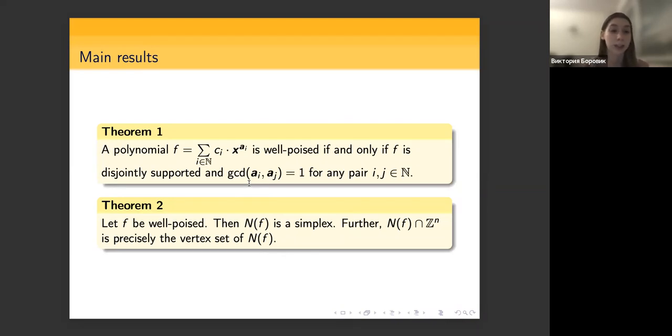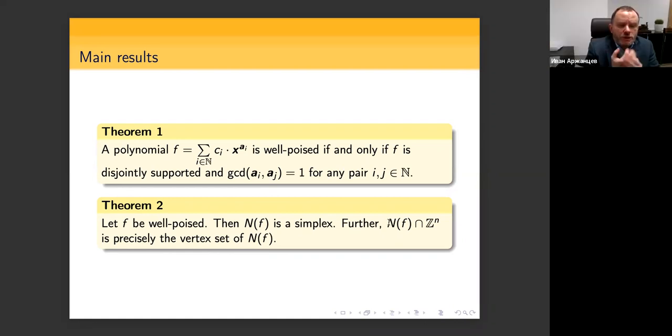Theorem 2 states that if we have a well-poised polynomial, then first of all, its Newton polytope is a simplex. And moreover, these Newton polytopes have no extra lattice points; only the vertex set gives lattice points in the Newton polytope N of f.